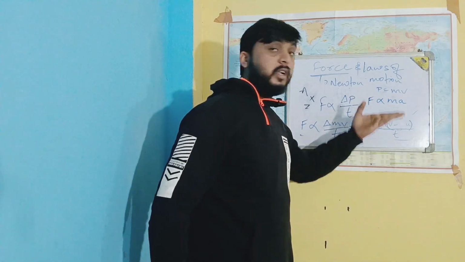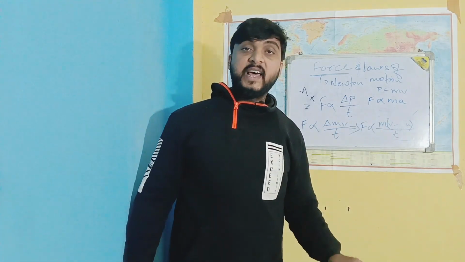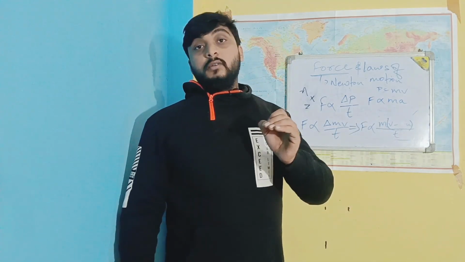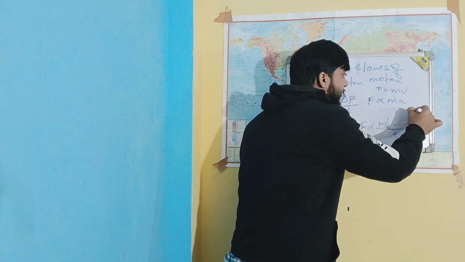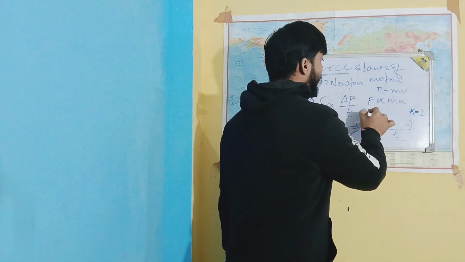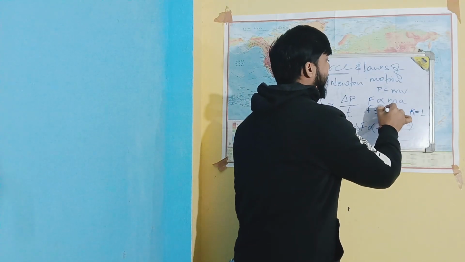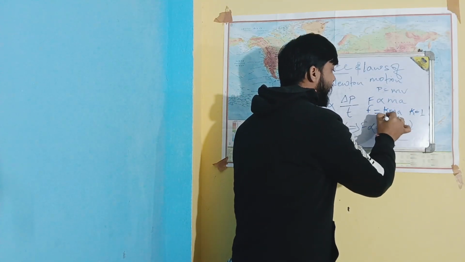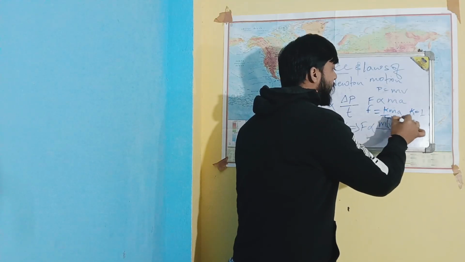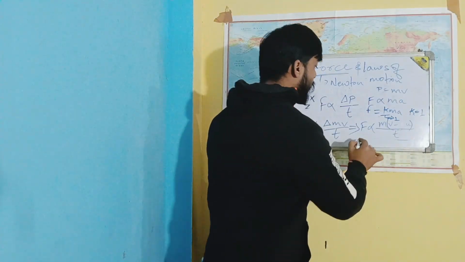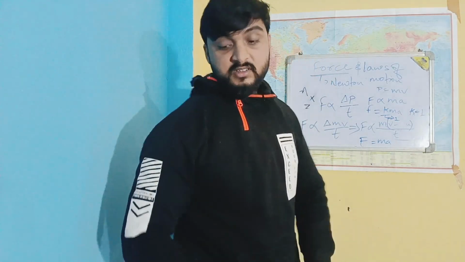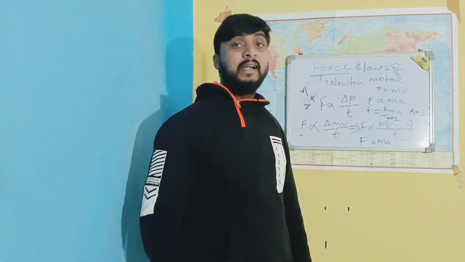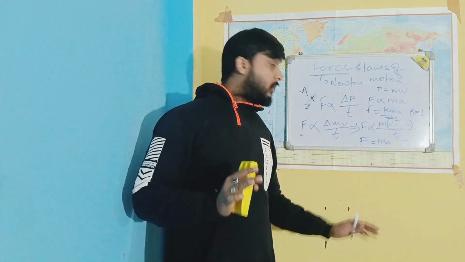Now it is proportional. To remove this proportionality, we take a constant k, where k is 1. So F is equal to kma where k is equal to 1. So the formula goes like F is equal to ma. It means that force is equal to the product of mass and acceleration.